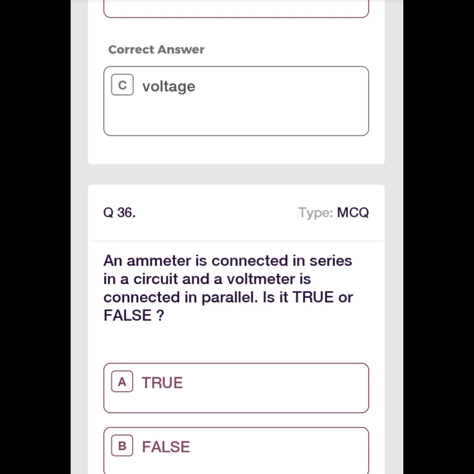Ammeter should be connected in series, yes, because it has got low resistance, and this low resistance means almost zero. So resistance is zero means high current will be flowing. So therefore it will give the correct reading of current. Okay, so it is true.